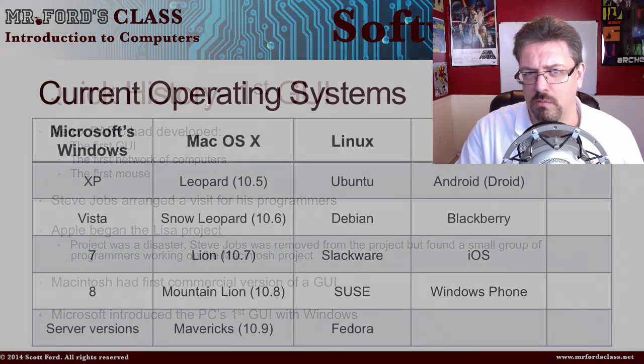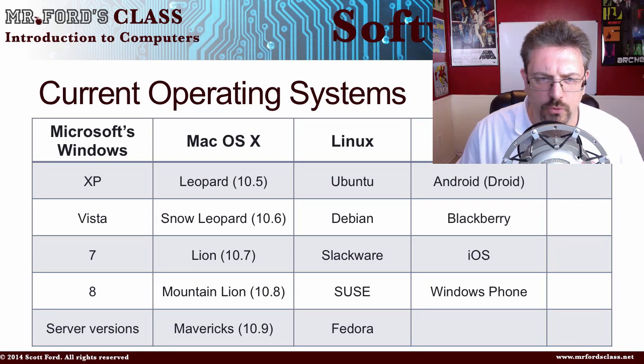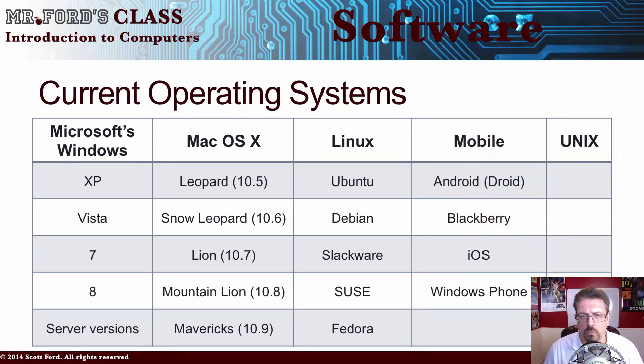So what's currently on the market? What are the current operating systems? Of course, we have Windows, we have the Mac. We know what those are. We also have Linux, we have mobile, and we have Unix.